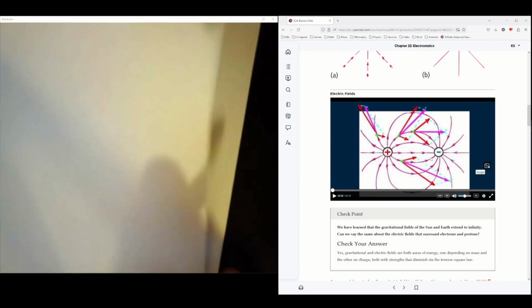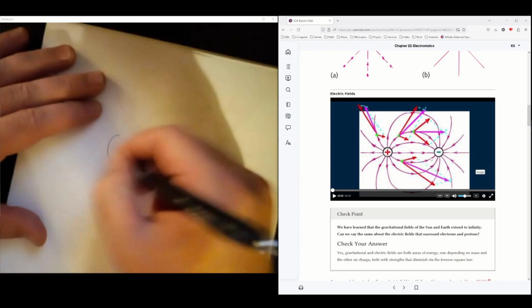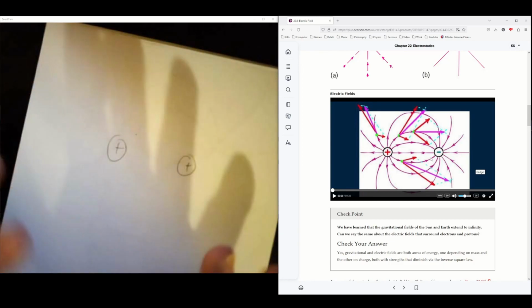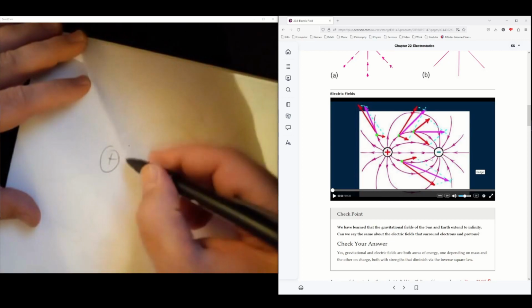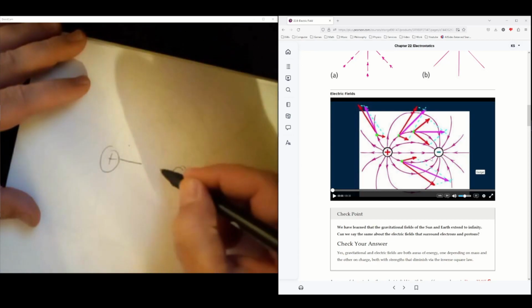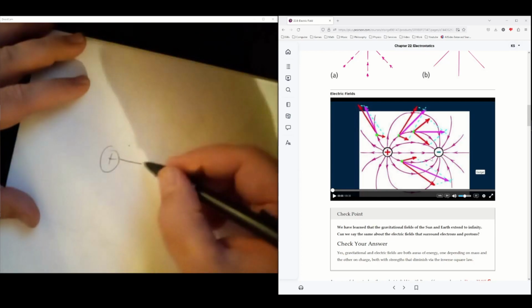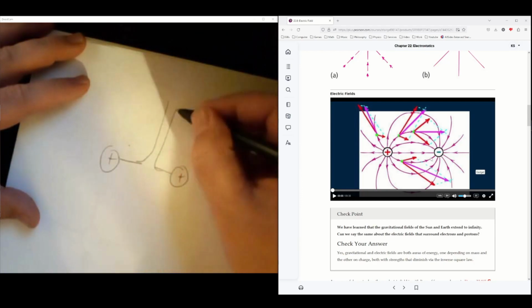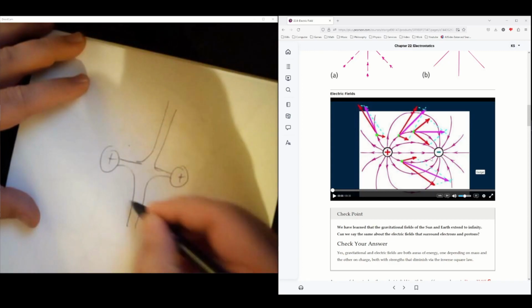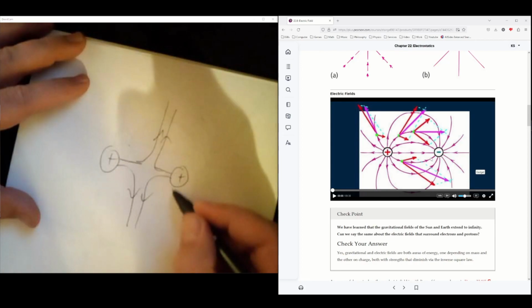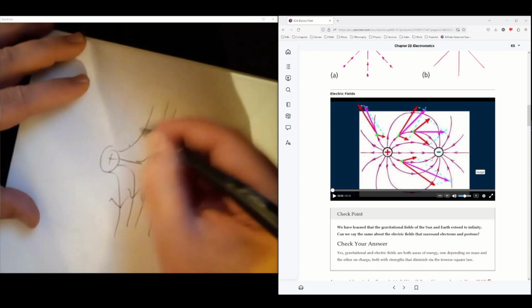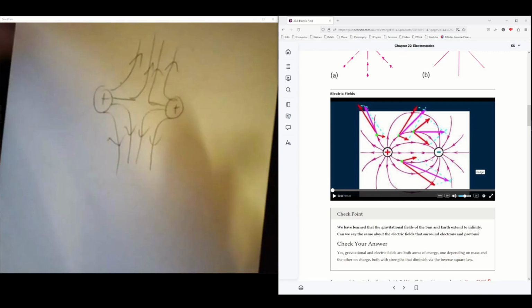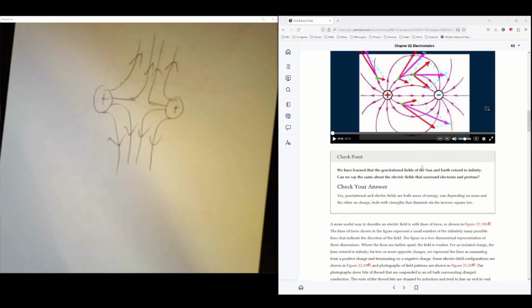But I do want to show you another example. What if we had two positive charges? If we had two positive charges, the field lines cannot cross. So this field line and this field line can't cross, and so they end up bending away from each other. That's how we mathematically describe how these things repel, versus attract.